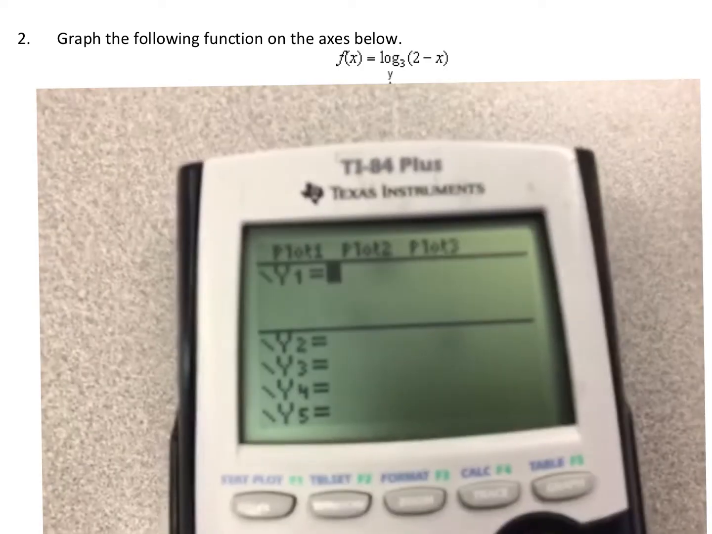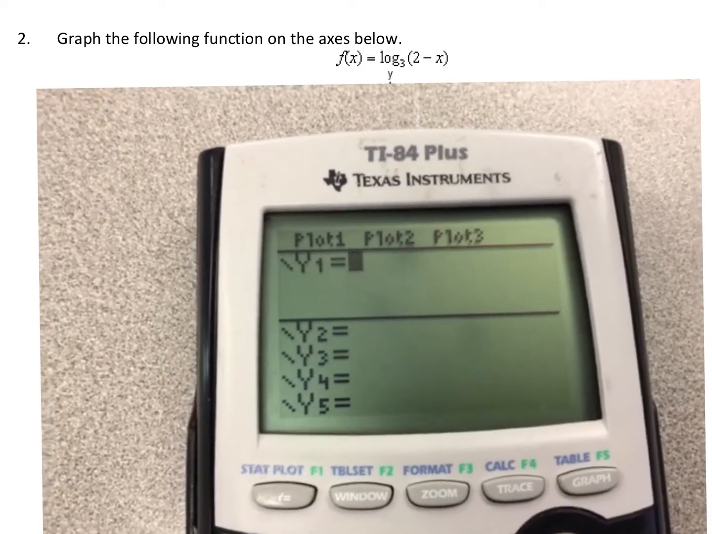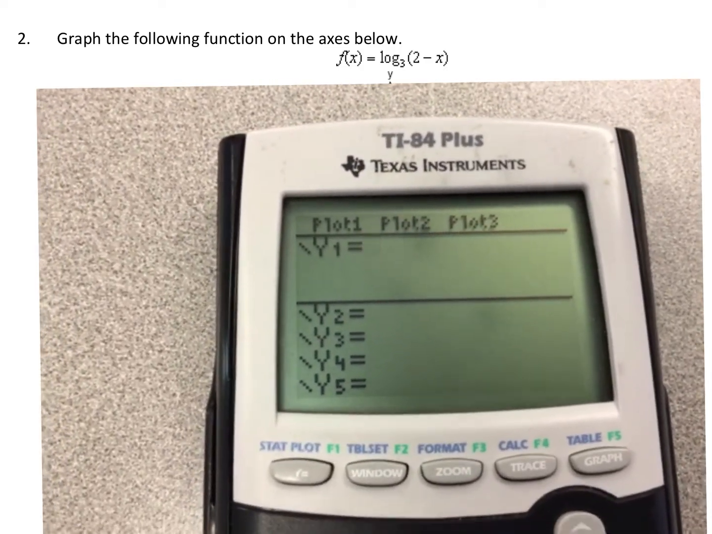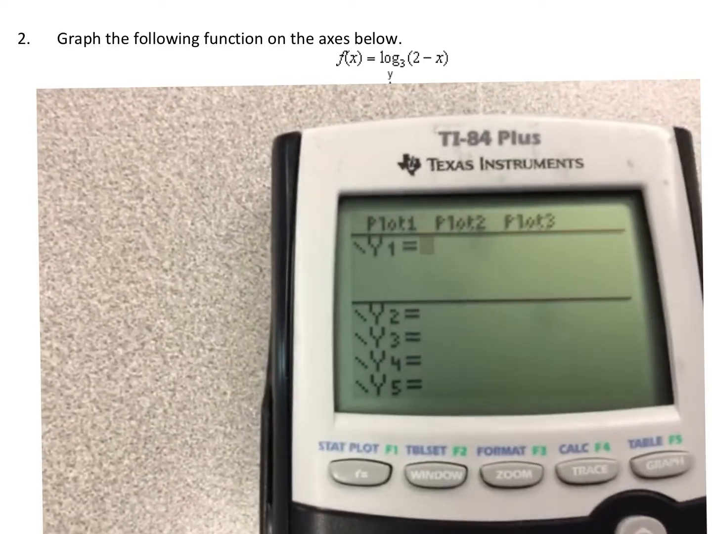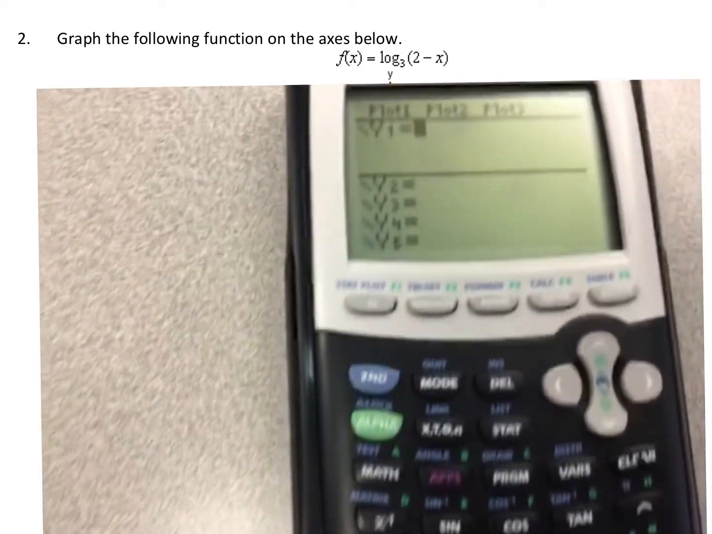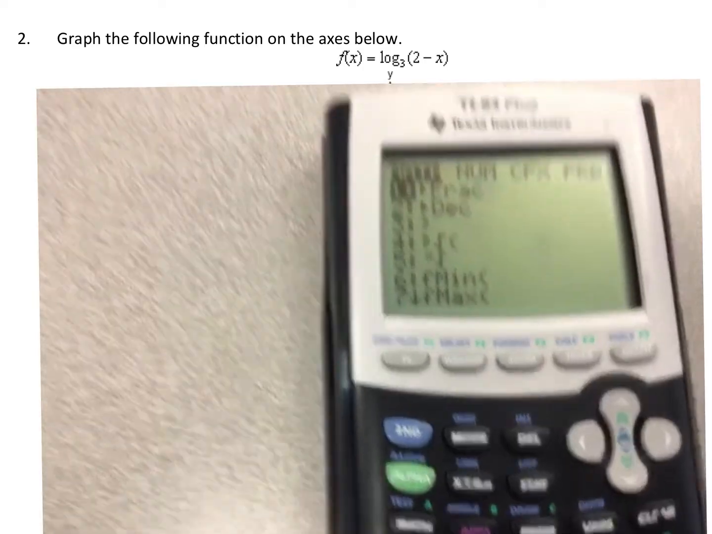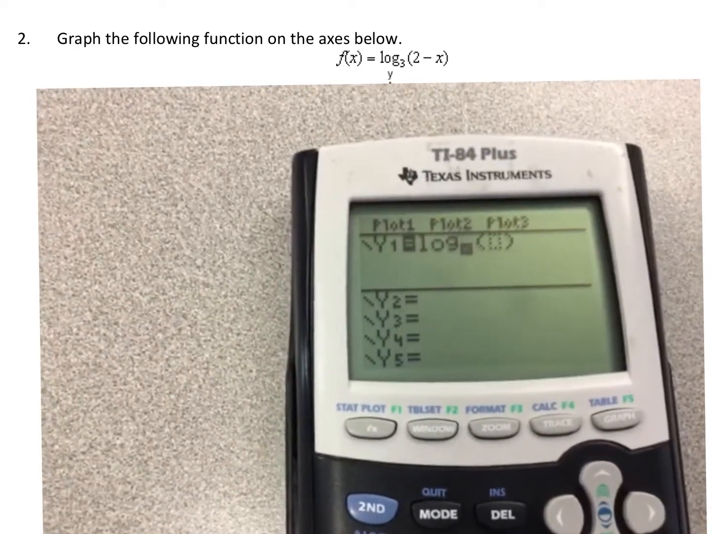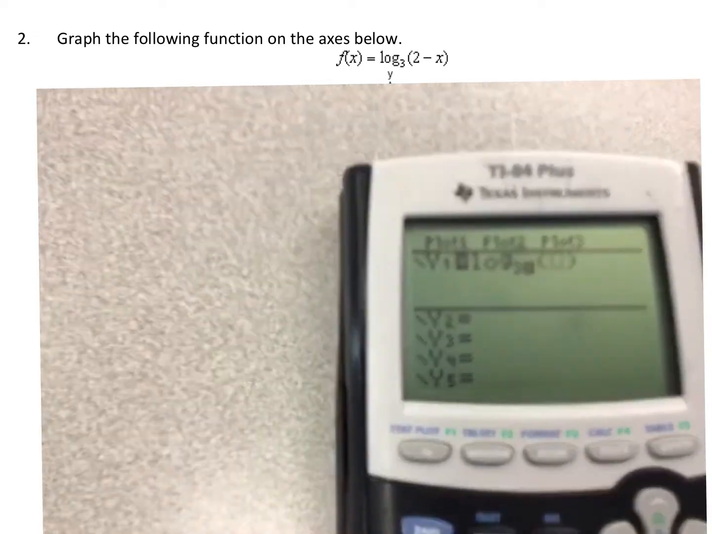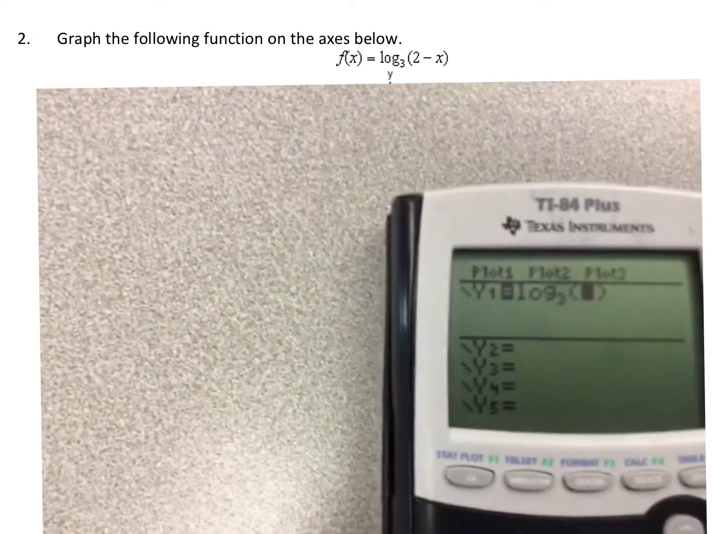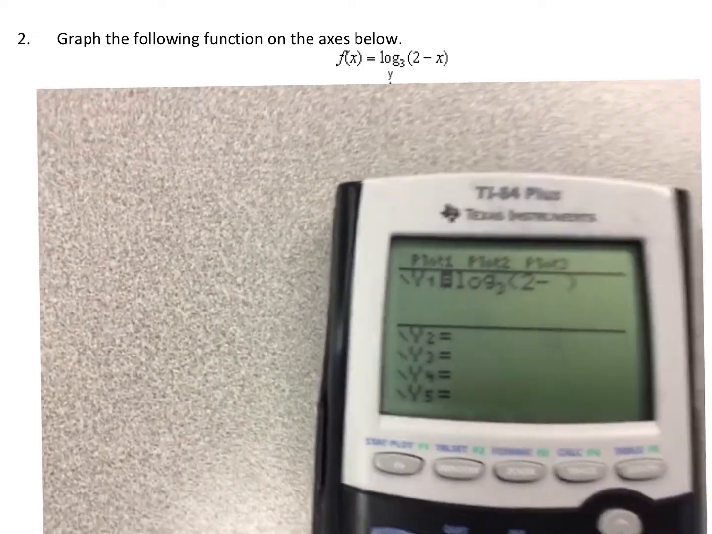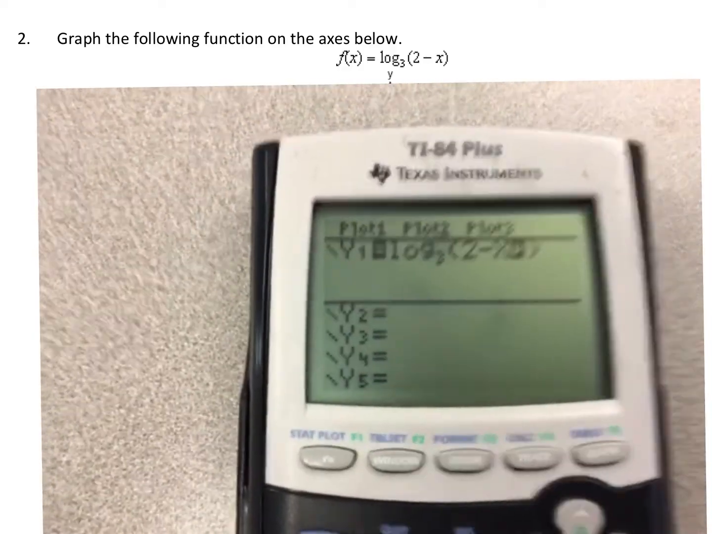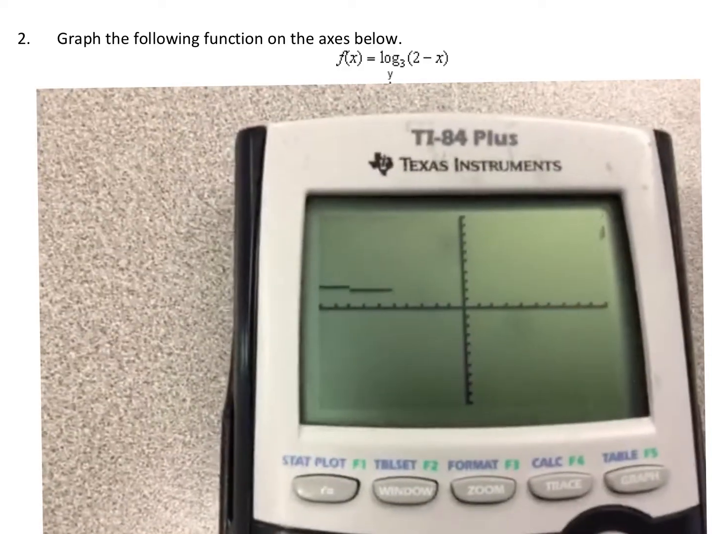Okay, number 2, they want us to graph this function. So in our calculator, we're going to go to y equals. Now remember, to get this little base on the log, we have to hit the math button. And I'm going to scroll up, it's faster than scrolling down, until we see log base. And then we can plug in base 3. And in the parentheses, we're going to plug in 2 minus x. Okay, now you get a graph if you want to see what the graph looks like.